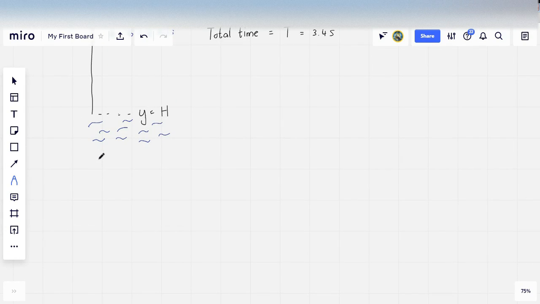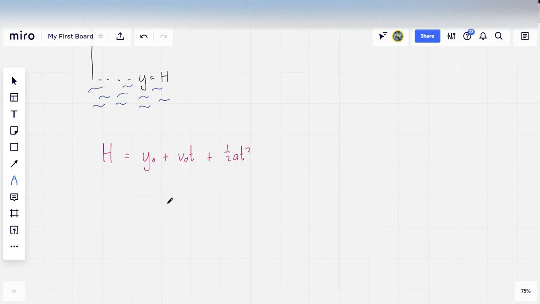So using kinematical equations, we can write the height of the cliff h as y0 plus v0 t plus a half a t squared. So that's using our kinematical equations and assuming that the rock is falling straight down. And so we know y0 is 0, and so is v0. So that's 0 plus a half g t1 squared.